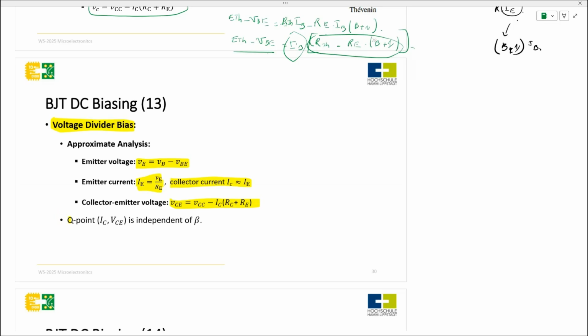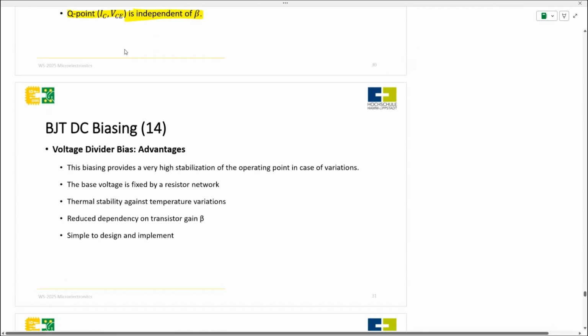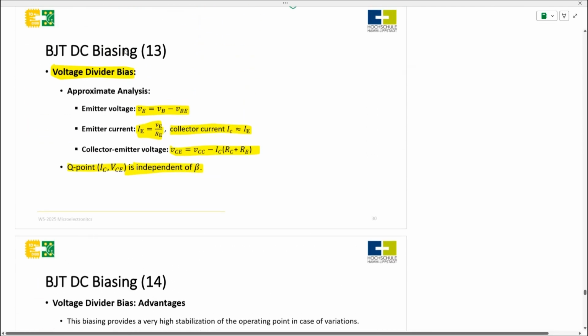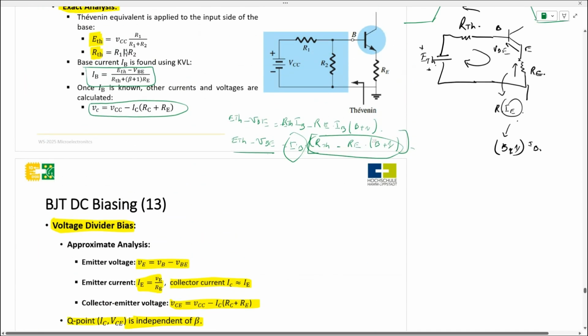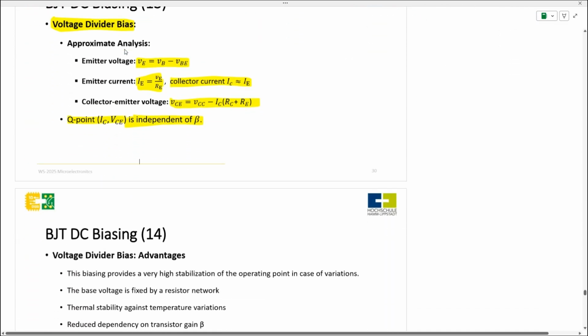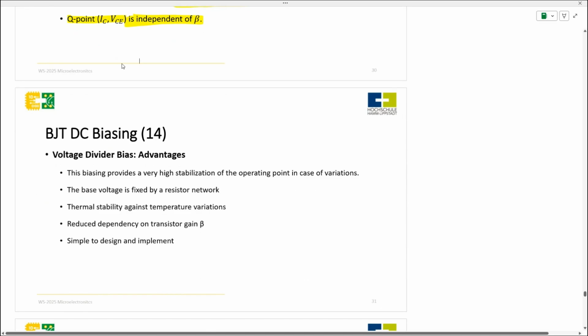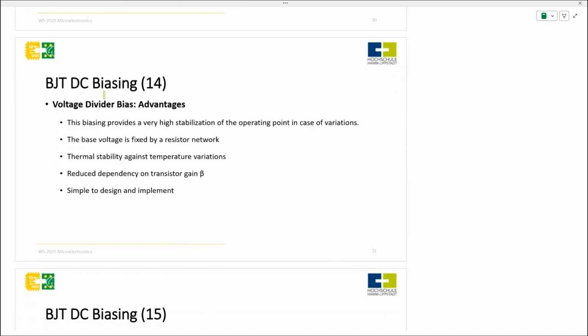The key point is that it is independent of beta. So as you can see here, in IC and VCE there is no beta as a factor, so that's why you can say that it is independent. Okay, so that was the analysis. It's not in detail, but it's okay. With the exercises, we can know more. So the voltage divider bias.